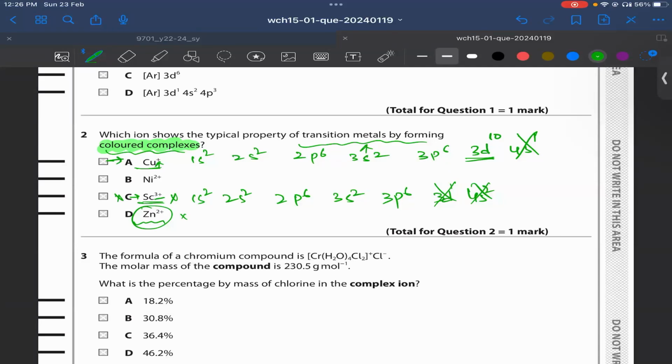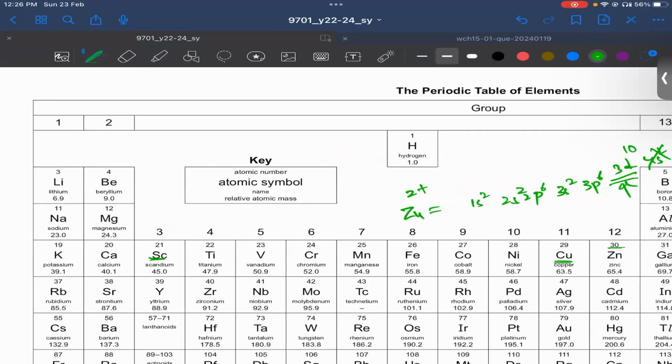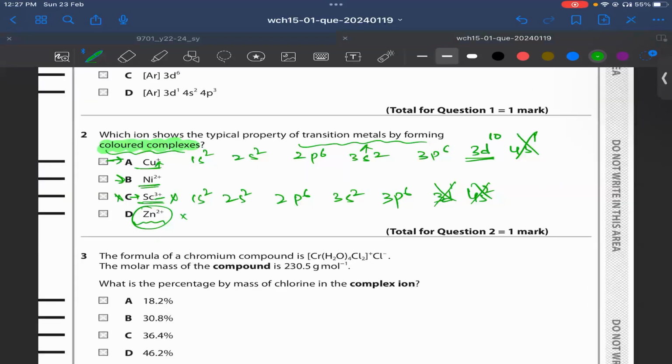So the only option left is the nickel Ni2+ ion, and the nickel ion will give colored complexes. You can write the configuration of the nickel ion. Nickel has an atomic number of 28, right? So that means after 4s, it has 8 electrons. So if the 4s electrons are lost, still it has 8 electrons. So the d subshell is partially filled. That's why nickel can give us colored complexes. Nickel would be the answer. Is it clear?